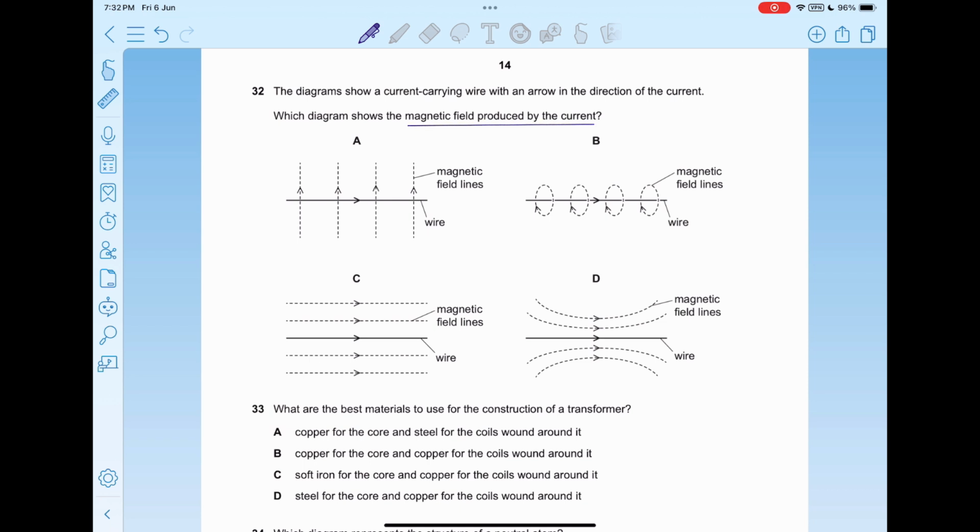The diagram shows a current carrying wire with an arrow in the direction of the current. Which diagram shows the magnetic field produced by the current? So we should remember that if the wire is straight, the magnetic field lines should circle around the wire, like how I'm drawing. The one that matches the one that I just drew is B, so B is the correct answer.